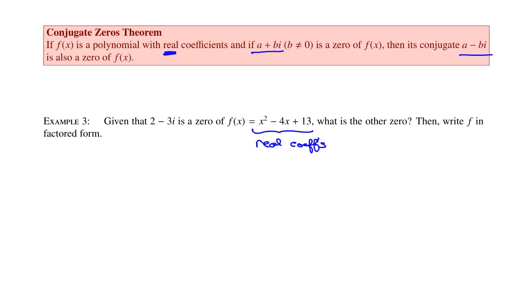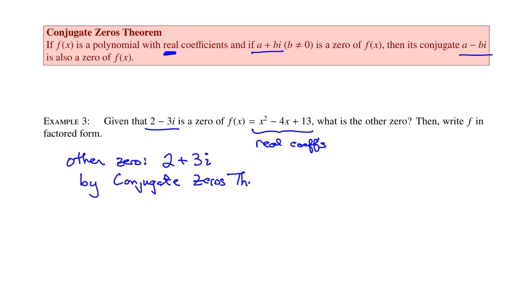And since it does, we can use the conjugate zeros theorem, because we know that 2 minus 3i is a 0. That means another 0 is 2 plus 3i. That is the conjugate of 2 minus 3i. So this is by the conjugate zero theorem. Now, could it be that there are other zeros? And the answer is no.